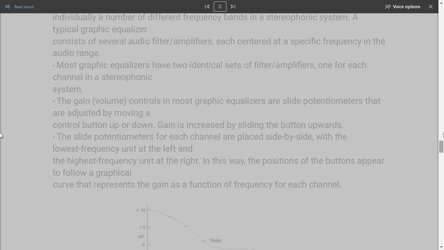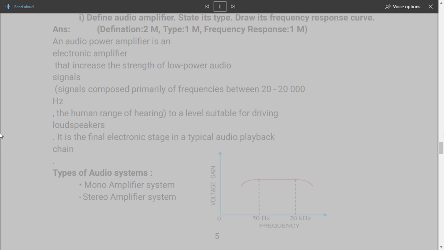I. Define audio amplifier. State its type. Draw its frequency response curve. ANS, definition, 2M, type, 1M, frequency response, 1M. An audio power amplifier is an electronic amplifier that increases the strength of low-power audio signals composed primarily of frequencies between 20 to 20,000 Hz, the human range of hearing, to a level suitable for driving loudspeakers. It is the final electronic stage in a typical audio playback chain.